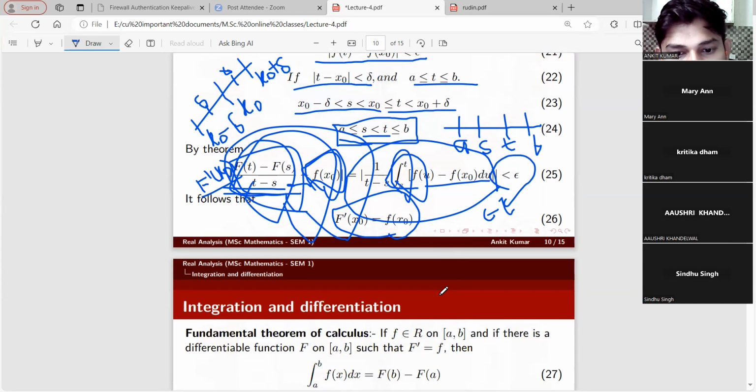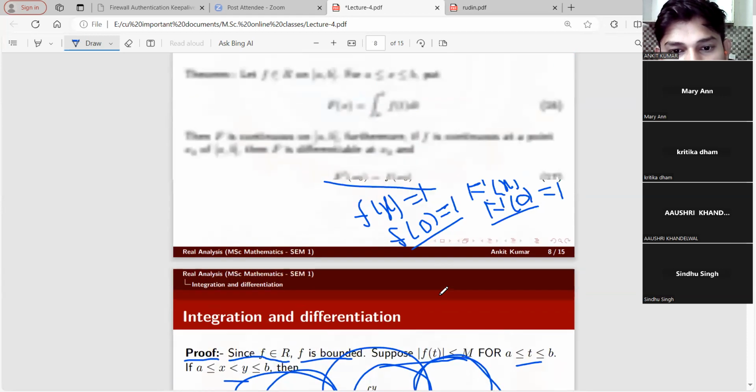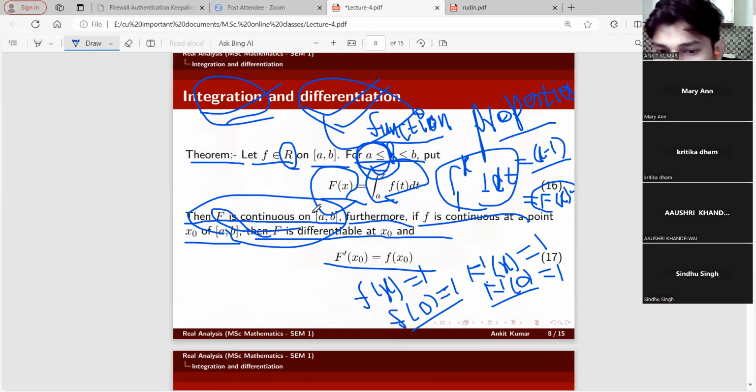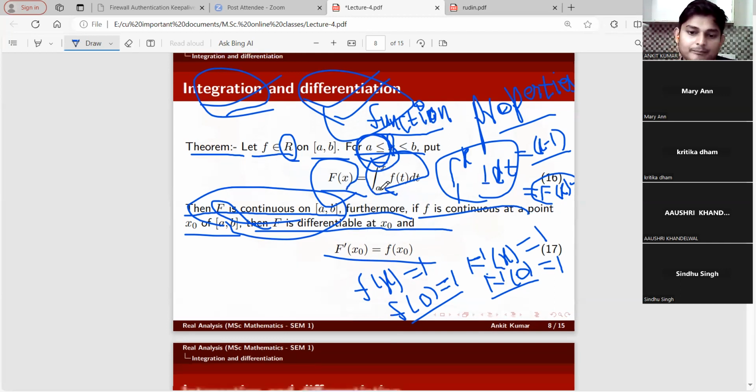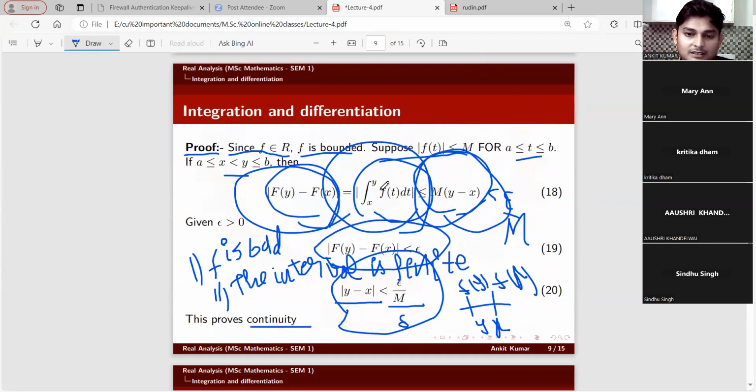Okay. Now we have proved both parts one by one: first of all, that F is continuous on the closed interval a, b, and if f is continuous at a point, then F is differentiable at that point. So first of all, we understood what the theorem says. We proved it by taking the function f(t) equal to 1 and understood the theorem statement. After that, we used the properties of Riemann integration, that if f is bounded, then the modulus of f(t) is less than or equal to M, and the modulus of F(y) minus F(x) is bounded by the integral of that thing.